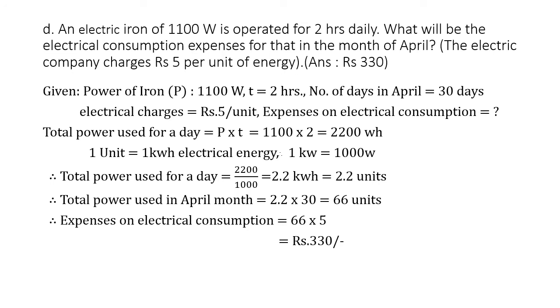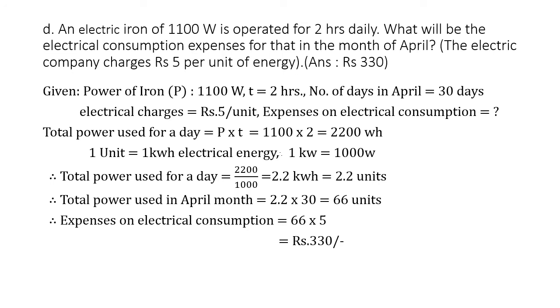And as the statement says, 1 unit is equal to 1 kilowatt hour. So how much power are you using? 2.2 kilowatt hour means 2.2 units. I hope you are clear. So 2.2 units is the energy consumed for a day. Now how many days are there in the month of April? 30, and therefore the total power used in April is 2.2 units into 30 days, that is 66 units. It means if you operate the iron daily for 2 hours in the month of April, the electric iron can use 66 units of current, correct?